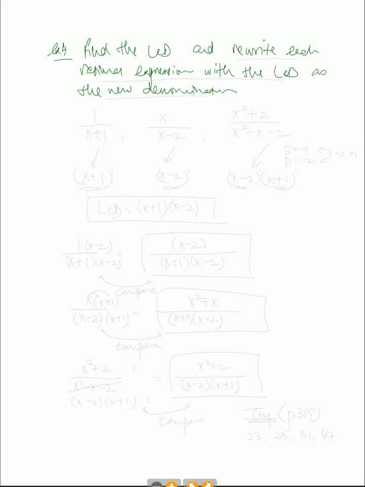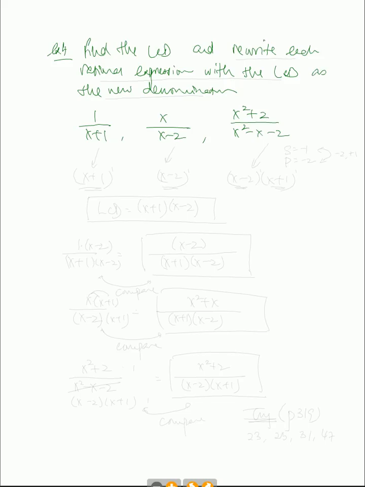Let's do one that has 3 fractions. How's that? Okay, let's try this. 1 over x plus 1, x over x minus 2, x squared plus 2 over x squared minus x minus 2. Let's try that.